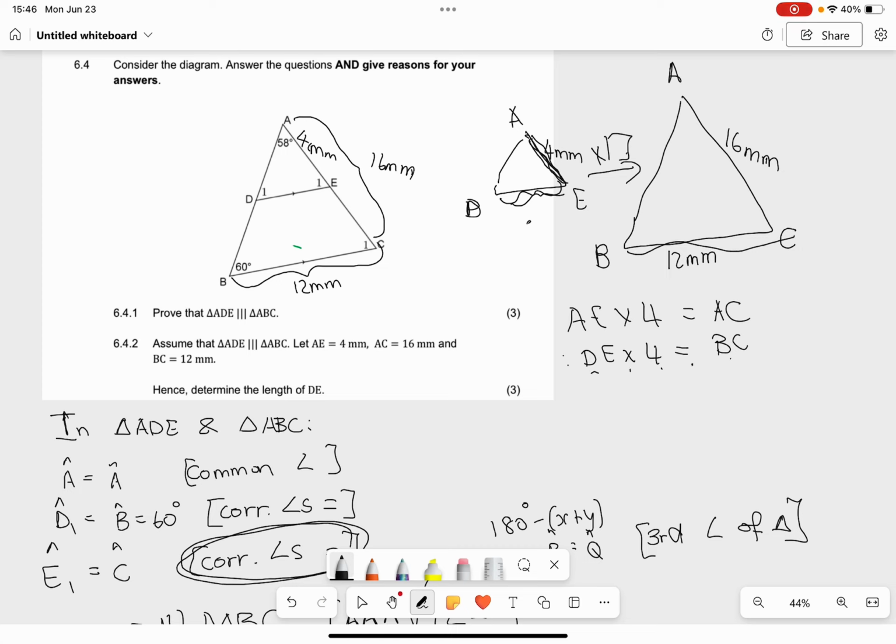Now here's the catch. I know what BC is equal to. I know that BC is equal to 12 millimeters. So I can say DE times 4 is equal to 12 millimeters. Therefore, what times 4 is equal to 12? DE will be equal to 3 millimeters. That is your answer. Here you can say sides in proportion. Okay, I hope that makes sense.